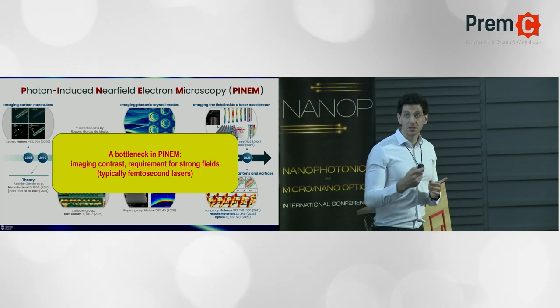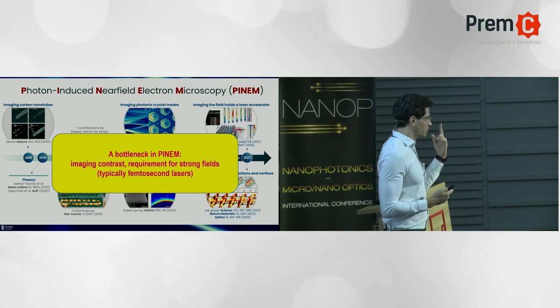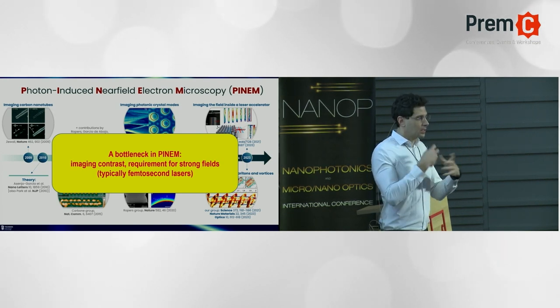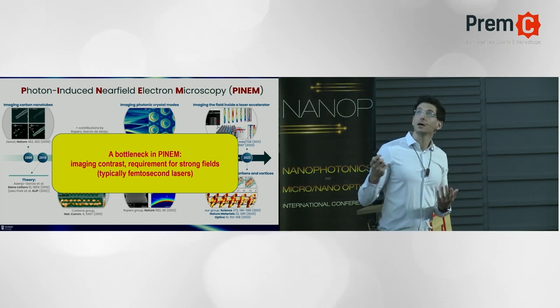And this is what we set out to do by the idea that we can modulate the electron pre-interaction, so basically manipulate its wave packets in some manner to try to get a better imaging method.